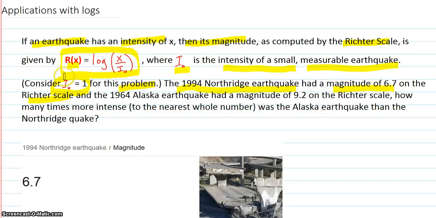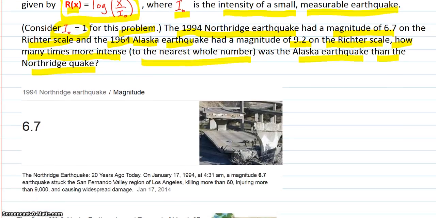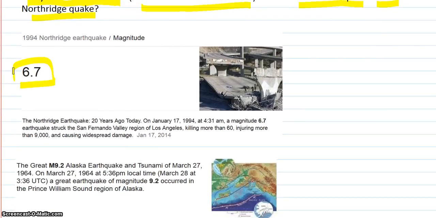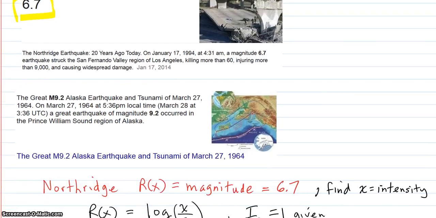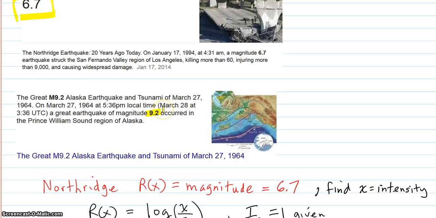So there's a question. The 1994 Northridge earthquake had a magnitude of 6.7 on the Richter scale. That's the R of x, that's the magnitude. And the 1964 Alaska earthquake had a magnitude of 9.2 on the Richter scale. How many times more intense to the nearest whole number was the Alaska earthquake than the Northridge quake? Okay, here's the Northridge. It was a 6.7 in Northridge. And the Alaska was 9.2.